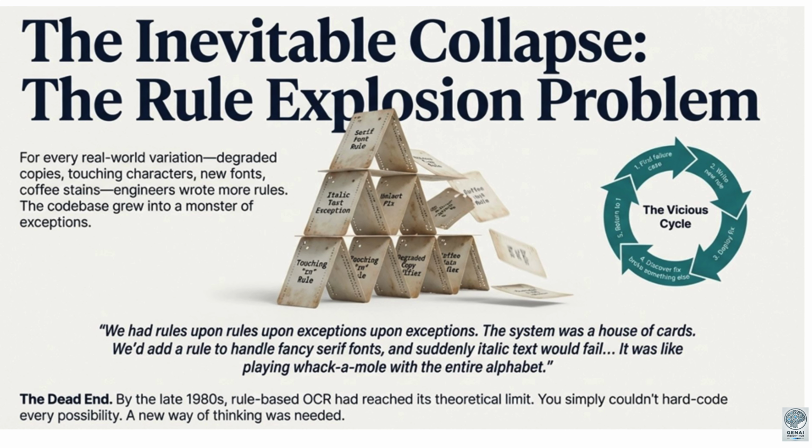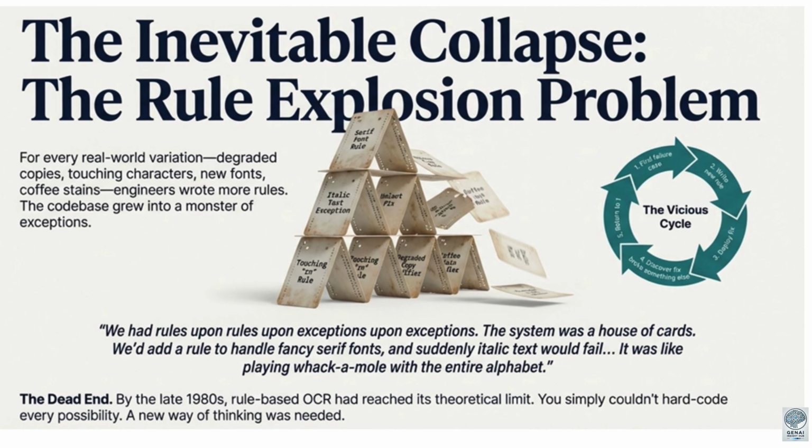Why rule-based OCR failed? Real-world text varies: degraded scans, touching letters, new fonts, smudges. Hard to write rules for all messy situations. Engineers added more rules for each problem. The system grew complicated and harder to maintain. Rules collided and created thousands of exceptions. The system became unstable and unpredictable. Eventually it became a house of cards system. Changing one rule would break many others.